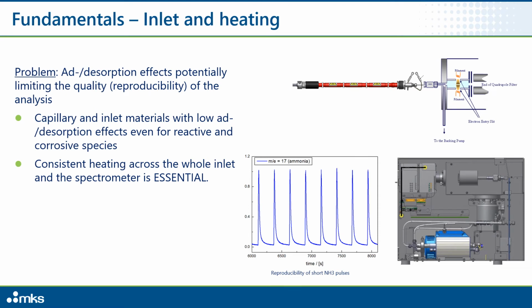A further important topic is the design of the inlet system. We essentially have to make sure that the composition of the gas doesn't change when it reaches the MS. Any desorption or condensation effects need to be avoided. That requires sufficient heating of the whole sampling system path, including the mass spec enclosure. Any cold spots should be avoided.